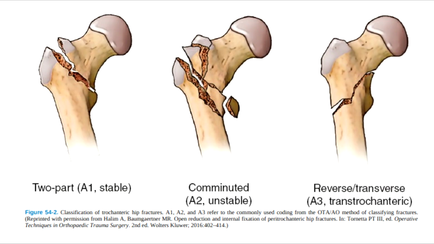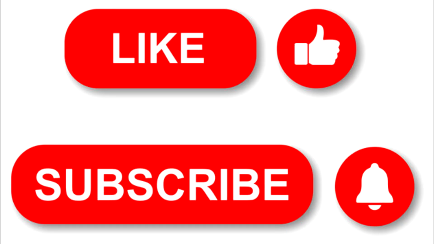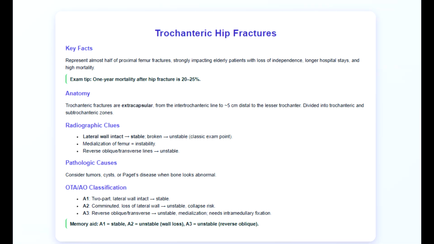And finally, A3 is the most unstable variant. It includes reverse oblique or transverse fractures, where the fracture line runs across or upward starting near the lesser trochanter and extending laterally. In these patterns, the lateral wall is completely ineffective, and the fracture tends to medialize under weight bearing. The illustration highlights how the shaft is detached from the trochanteric region. For exams, remember the key phrase, reverse oblique fractures behave worse than comminuted patterns because they lack cortical support. Recognition of A3 is essential since they often require intramedullary fixation rather than a simple plate.